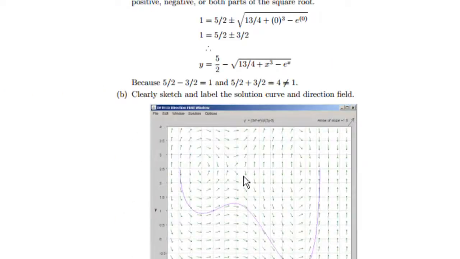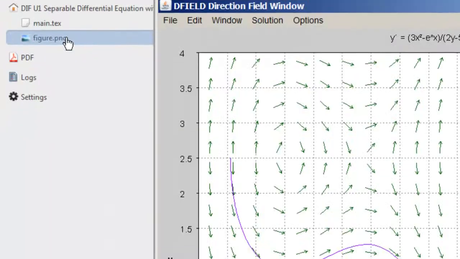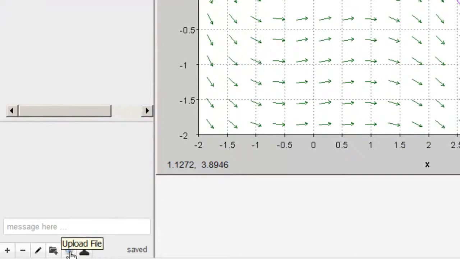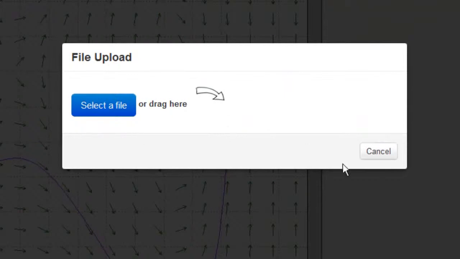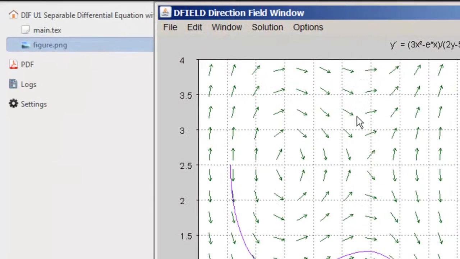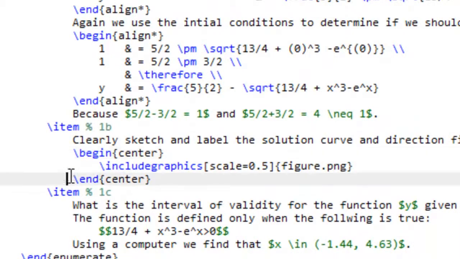You may wonder, how did I include this image? First of all, I had to upload the image to my ShareLaTeX folder, and I did that just by clicking down here where it says Upload File. I'll click Upload File. It'll say Select a File or drag it. I've already done that with this, which I've saved as a .png image. I go into my main.tex file, and right here, begin center, end center, and then includegraphics, scale equals 0.5, and then figure.png. You shouldn't have any spaces, and try and avoid spaces, because that tends to mess with things.